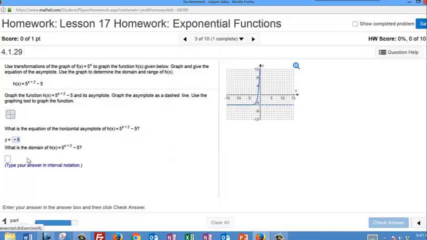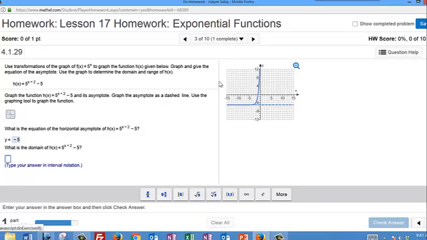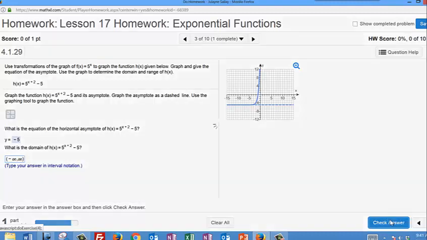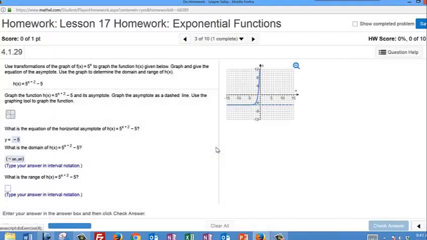We already said that was y equals -5 because it's a horizontal line. Good job. The domain of all exponentials is all reals. So we're just going to go ahead and do negative infinity. And then click over into the other blue box, maybe arrow over, and then do infinity there. Okay, so I hit OK, and yay, I got that right.